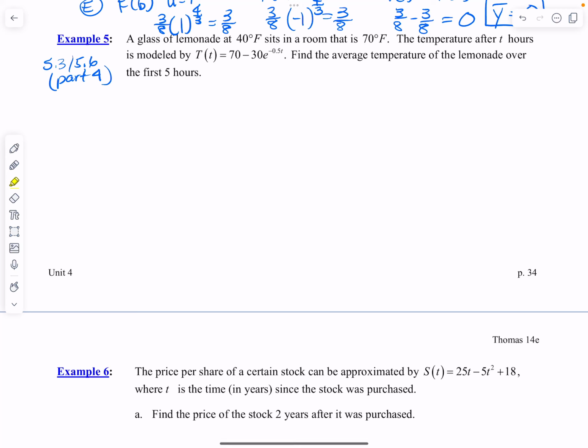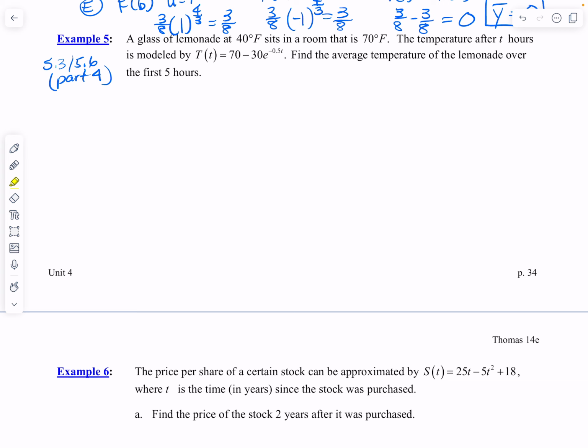Example 5. A glass of lemonade at 40 degrees Fahrenheit sits in a room that is 70 degrees Fahrenheit. The temperature after t hours is modeled by the function T(t) = 70 - 30e^(-0.5t). Find the average temperature of the lemonade over the first 5 hours. So this is 5.3/5.6 part 4.